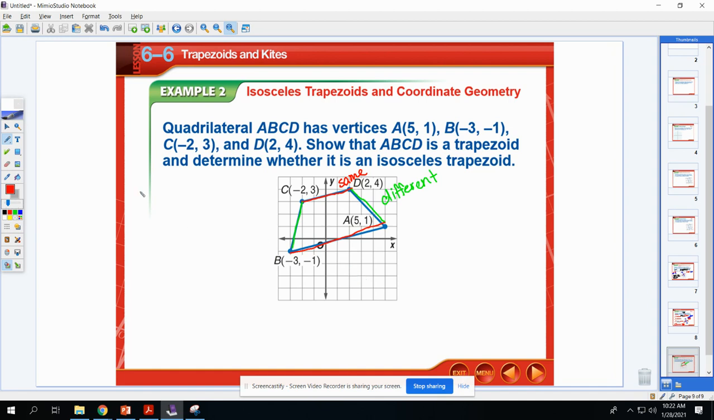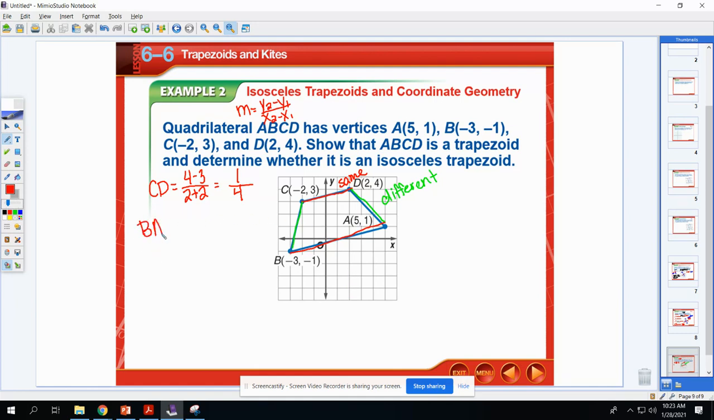So we've got to find the slope of CD. And again, I'll write that slope formula for you: y2 minus y1 over x2 minus x1. So CD, starting off, is going to be y2 minus y1. So 4 minus 3 over 2 minus negative 2, or 2 plus 2. So when we do that, 4 minus 3 is 1, 2 plus 2 is 4. So we get a slope of 1/4 here for CD.